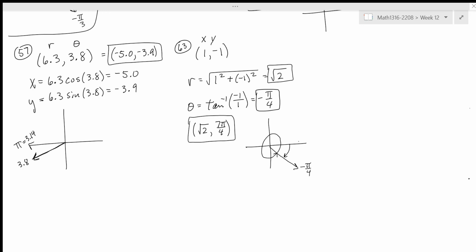7 pi over 4. Now the reason that I went with this is because a lot of times they don't want a negative angle. A lot of times some people don't accept negative angles. They want that angle to be positive. So you're going to have to know how to give the positive equivalent. And I heard somebody say, could I write it either way? And on the test, I will probably accept either answer, okay?